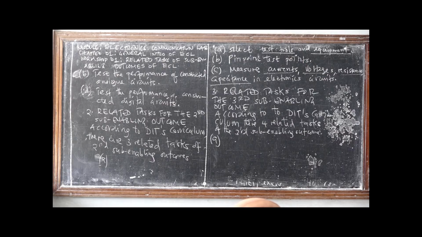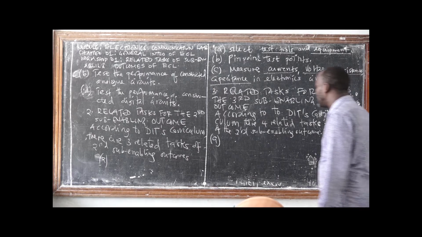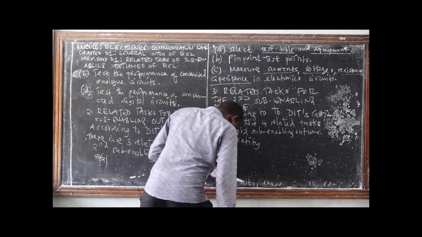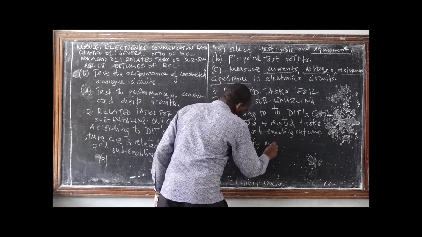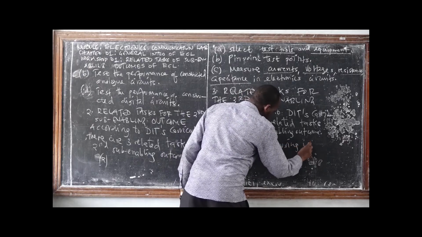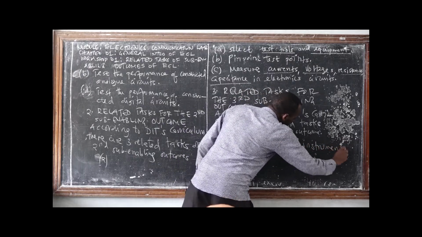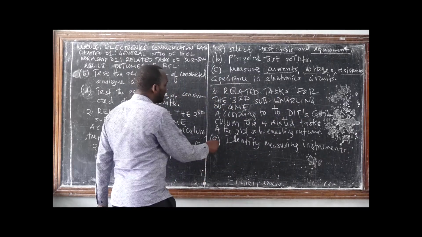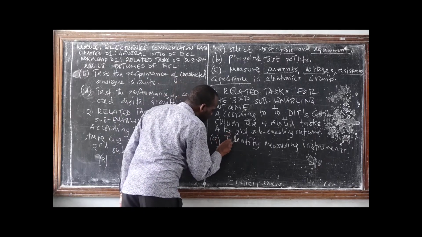I think your neighbor was quiet. And let us continue because your neighbor does not have time to read the said sub-enabling outcome. Okay, so this deals with operation. Let us see the related tasks that the student has to cover. The first related task, a student should be able to identify measuring instrument. 1, 2, 3, let us read. Identify measuring instrument.